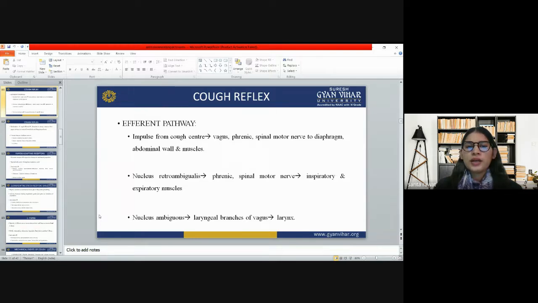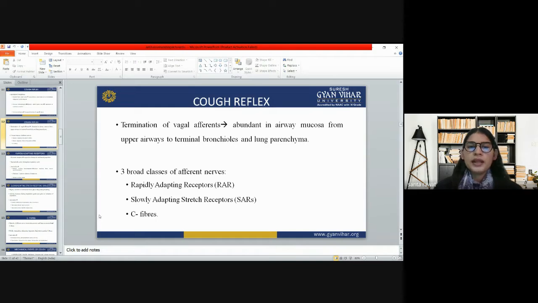Impulses from the cough center go through the vagus, phrenic, and spinal motor nerves to the diaphragm, and then to the abdominal wall muscles. Then the nucleus retroambiguus goes through the phrenic and spinal motor nerves to the inspiratory and expiratory muscles. Then the nucleus ambiguus goes through the laryngeal branches of the vagus and then to the larynx. So this whole process is involved in the efferent pathway of the cough reflex.